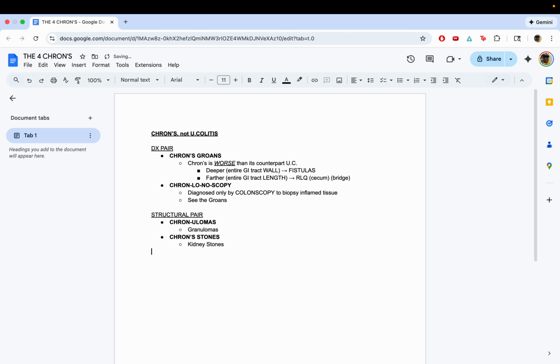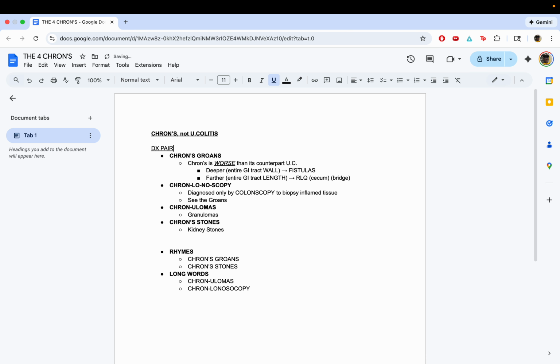So rather than the way I paired them, here's a better way to pair them. Two of them are rhymes, Crohn's groans and Crohn's stones. And then two of them are fake words, or you could even say long words, which are Chron-ulomas and Chron-lonoscopy. Yeah, I like that way of pairing them up.